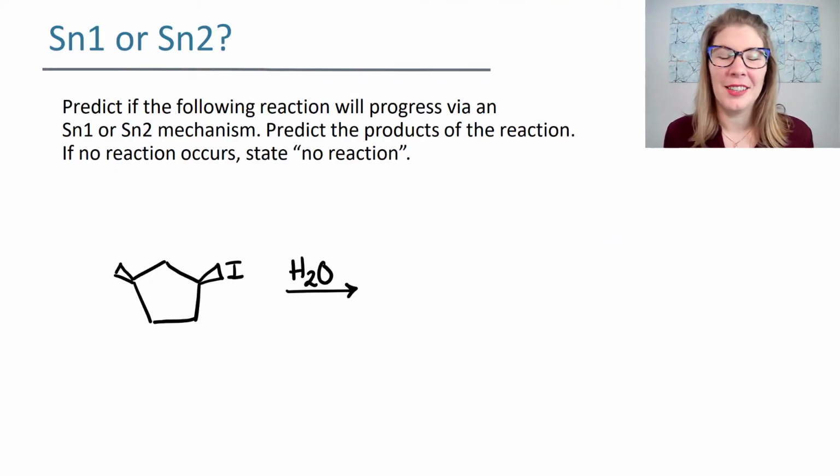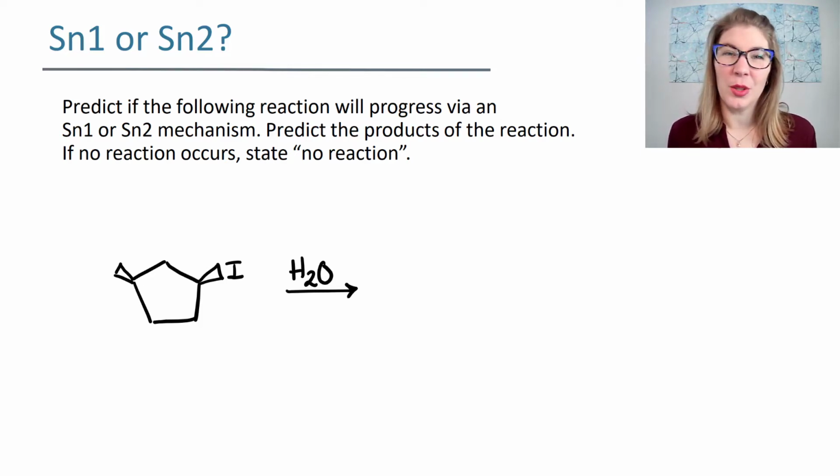Here's a typical SN1, SN2 practice problem. I want us to be able to predict if this is going to be an SN1 or an SN2 mechanism, and then figure out what the product is going to be, or products. If there's no reaction, we would just go ahead and say no reaction.